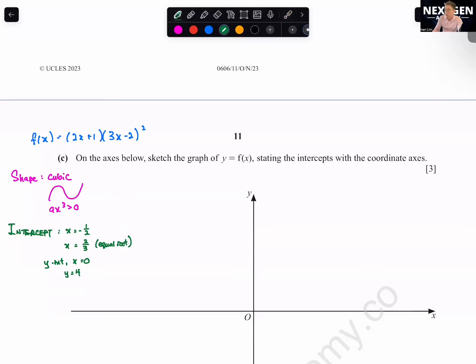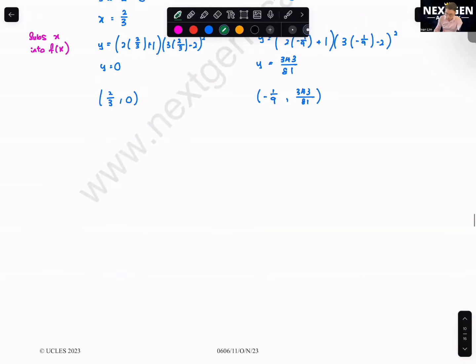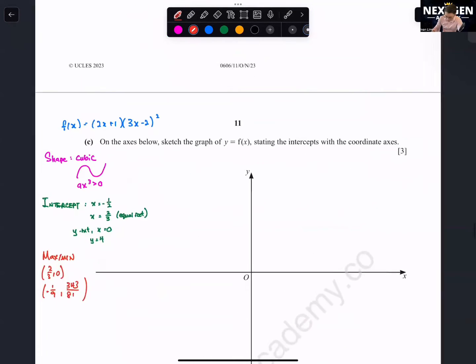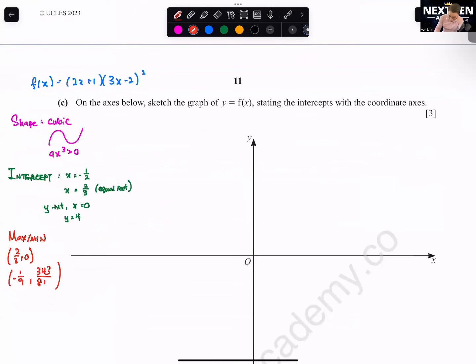Then the next one is your maximum minimum point. That was from your previous question. So 2 over 3, 0, and negative 1 over 9, 343 over 81. If you want to write it down, your max minimum is 2 over 3, 0, and then negative 1 over 9, 343 over 81. Remember this acronym called the SIM method.